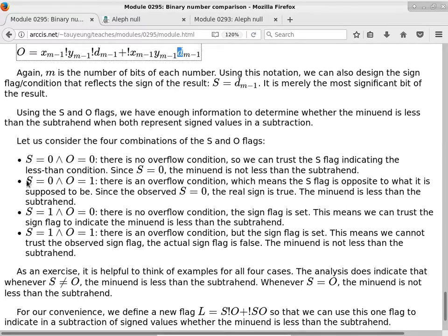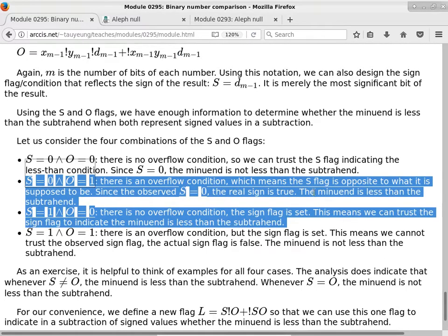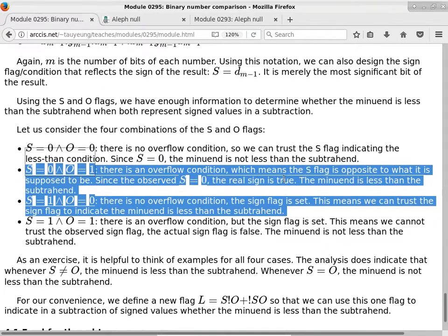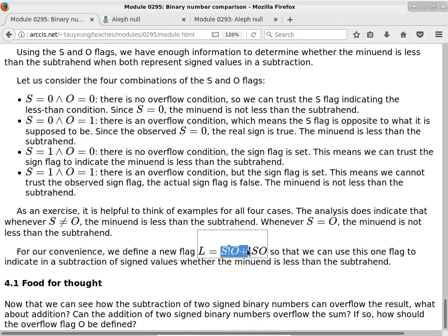So if there are no questions, we only want to focus on the middle 2, because these 2 cases are the cases when the minuend is in fact less than the subtrahend. And you can see that in both of these cases, the sign flag and the overflow flag have different values. One is 0, the other one is a 1. Which means we can now look at the exclusive OR between these 2 flags. Another way to express exclusive OR is to use sign not overflow or not sign overflow. That's just the other way of looking at exclusive OR.